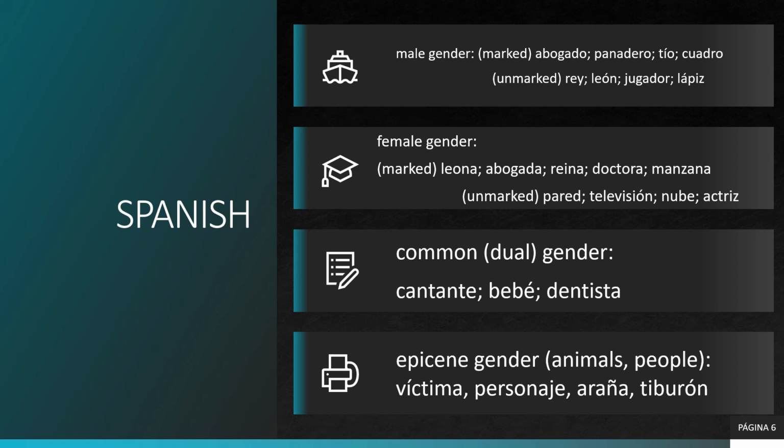And finally, in Spanish, we have the epicene gender, associated with animals or people. Epicene gender is exclusively found in the Spanish language. What happens with this epicene gender, o género epiceno?